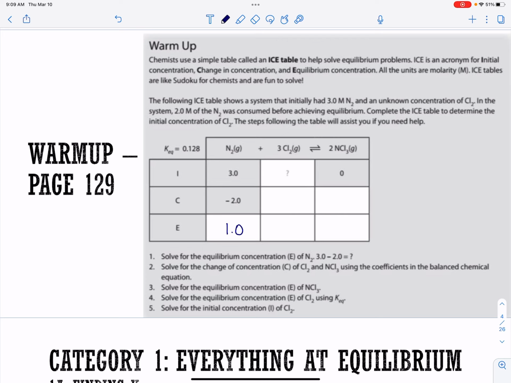The second step says solve for the change of the concentration of chlorine and nitrogen trichloride using coefficients. So what that means is that we know that if nitrogen is going down by 2, it has a coefficient of 1. That means that for every 1 nitrogen we use up, we're also going to be using up 3 chlorine, because that's the 3 coefficient there. So rather than going down by 2.0, this is going to be going down by 6.0.